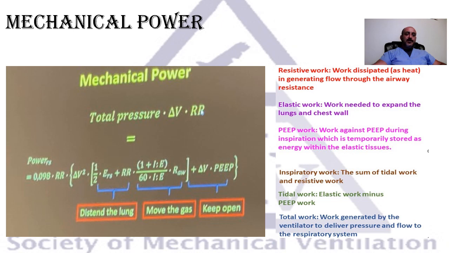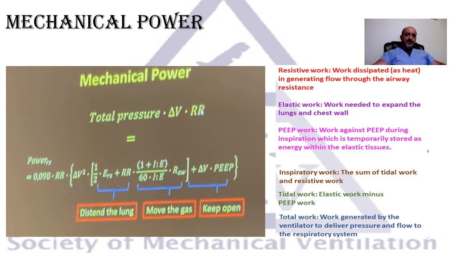Multiplied by 1 plus the I to E ratio over 60, multiplied by the I to E ratio times the resistance, and that describes the resistive part of the work or the power. Again, plus the change in tidal volume multiplied by the PEEP, and that describes the PEEP power. So as you can see, it's described in three components. The first one, which distends the lung, is the elastance or elastic power, the middle one is the resistive power, and the third one is the PEEP power.